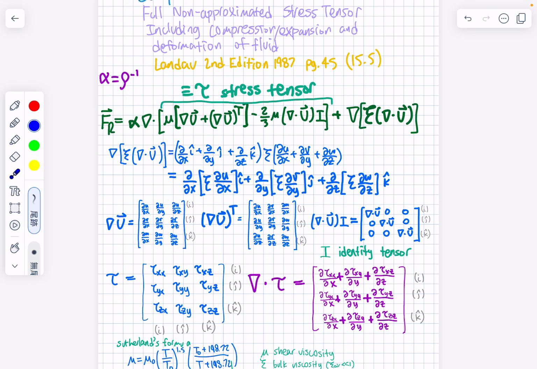So just first, we're going to look at this term, the gradient of the divergence term. You can just write out the gradient, which is this, then you write out the bulk viscosity, and then you write out the divergence, and then you just do some multiplication, you'll end up with this. So yeah, this would be for the x direction, y direction, and then z direction.